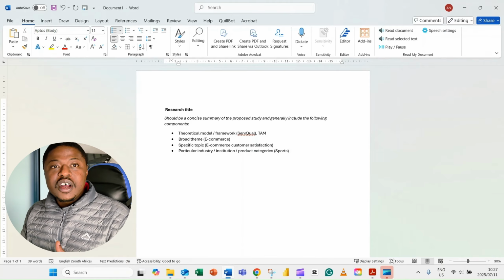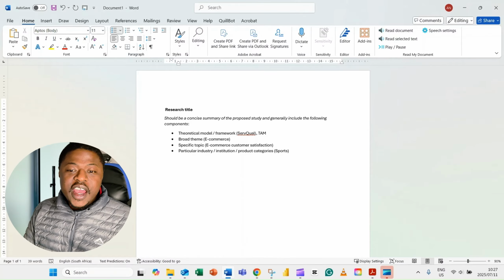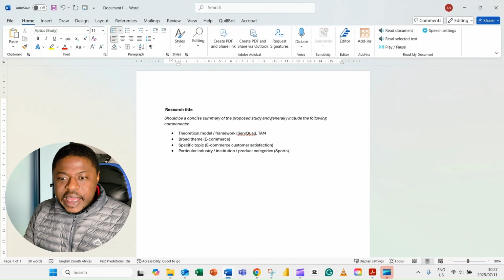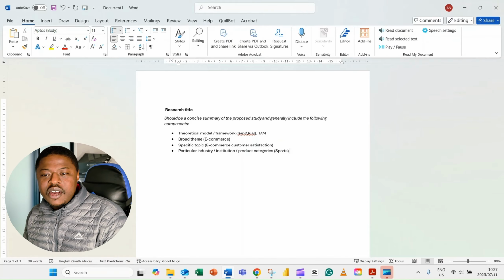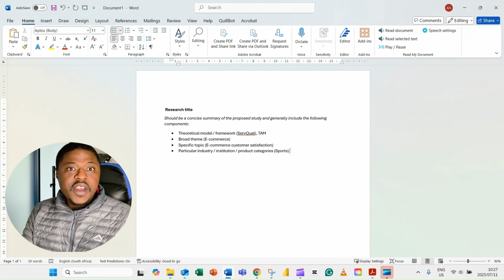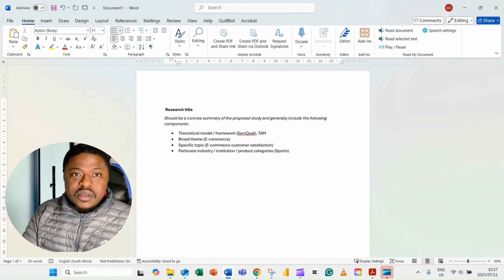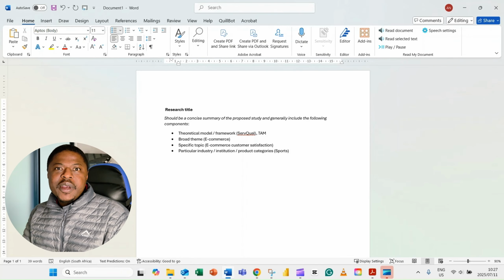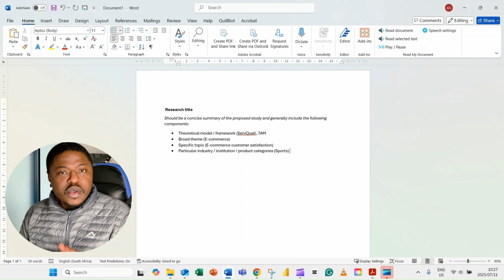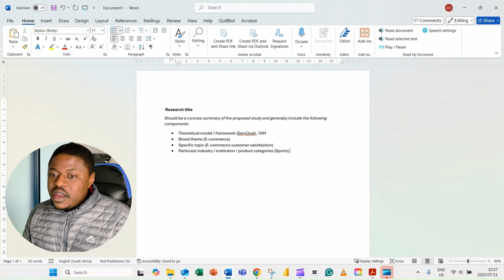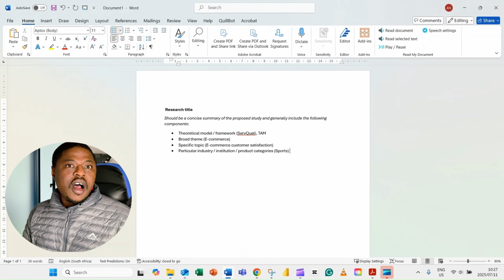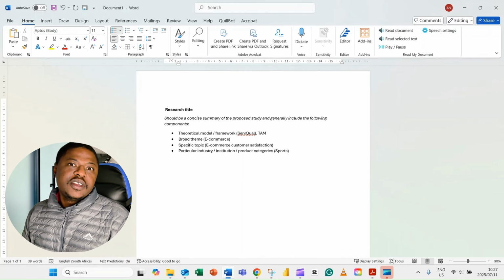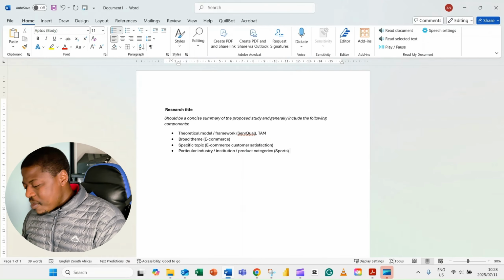I'm probably using a TAM, a technology acceptance model. So my title is going to be along the lines of looking at the effectiveness of, so you need to look at the model, which is TAM. TAM has perceived ease of use and perceived usefulness. So you could say the perceived ease of use of e-commerce platforms among sports shoppers. So you see my title is already coming together.